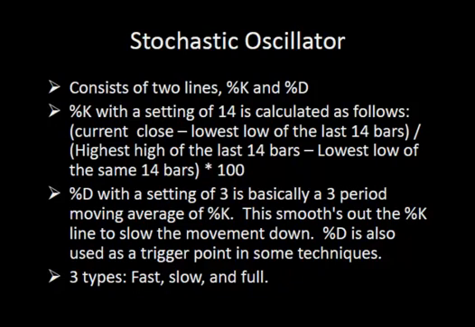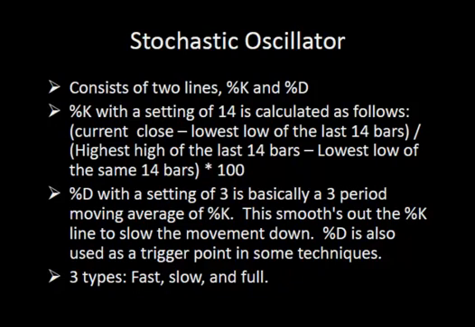There's basically three types of stochastics. There's fast, slow, and full. Fast is what we just described in this calculation. Slow stochastics is when you take your %K calculation and you smooth it out with an additional 3-period moving average. So basically you take the last 3 %K values and divide by 3 to average it out or smooth it out. And then the %D smooths it out even more with another 3-period moving average.